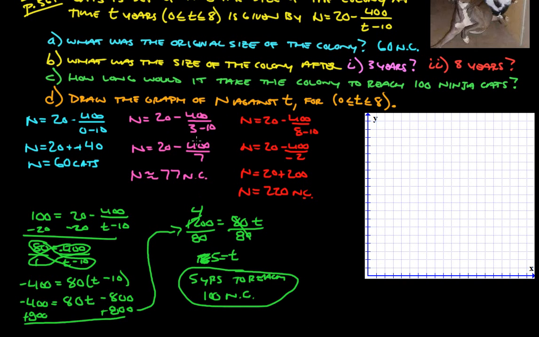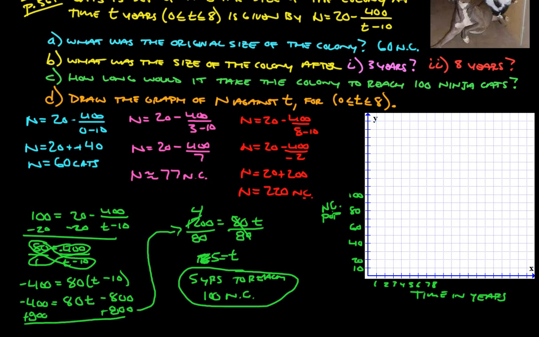Okay. And then last part of this section here is to graph this thing. Okay, so let's do this in time, in years. So there's 1, 2, 3, 4, 5, 6, 7, and it only goes up to 8, so we can do that. It looks like we could do it by half years. And then let's make this ninja cat population. Let's do 10, 20, 40, 60, 80, 100, and so forth.